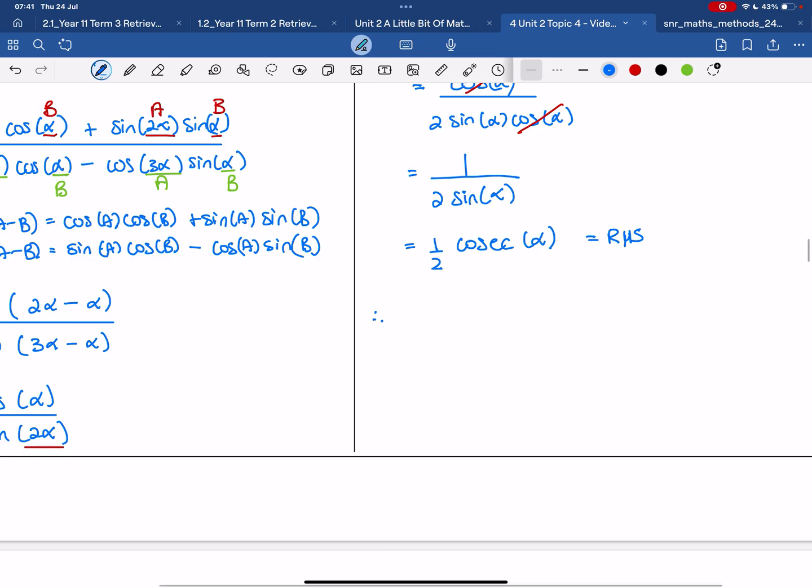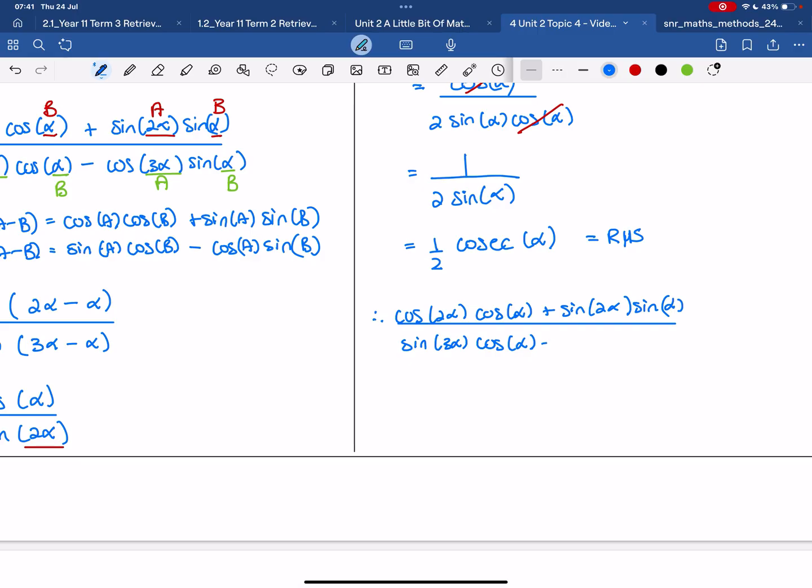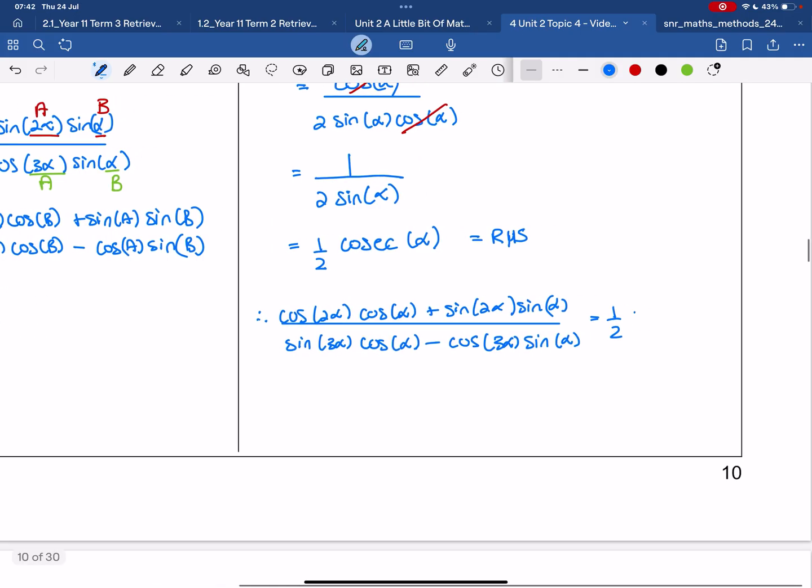So therefore, cos of 2 alpha cos of alpha plus sine of 2 alpha sine of alpha over sine of 3 alpha cos of alpha minus cos of 3 alpha sine of alpha is equal to a half cosec alpha.